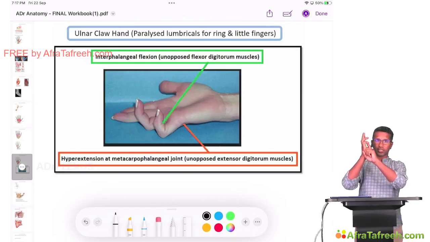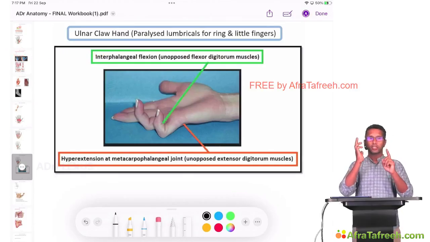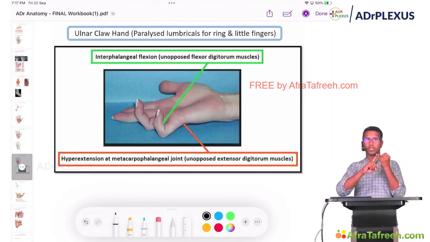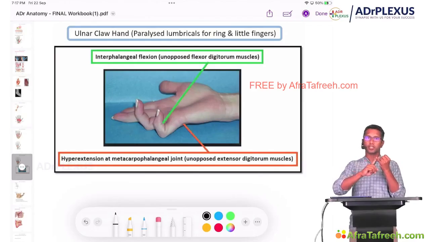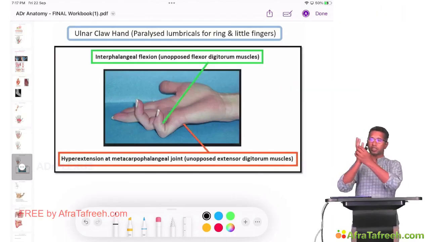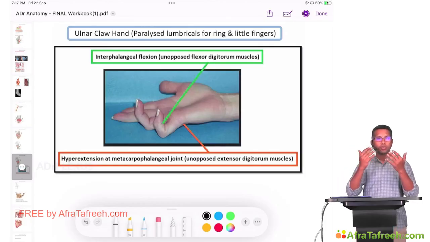if you want to get a claw hand, the interphalangeal joints are going into flexion, isn't it? This interphalangeal joint flexion is produced by two muscles. Proximal interphalangeal joint flexion is produced by flexor digitorum superficialis. Distal interphalangeal joint flexion is produced by the flexor digitorum profundus.